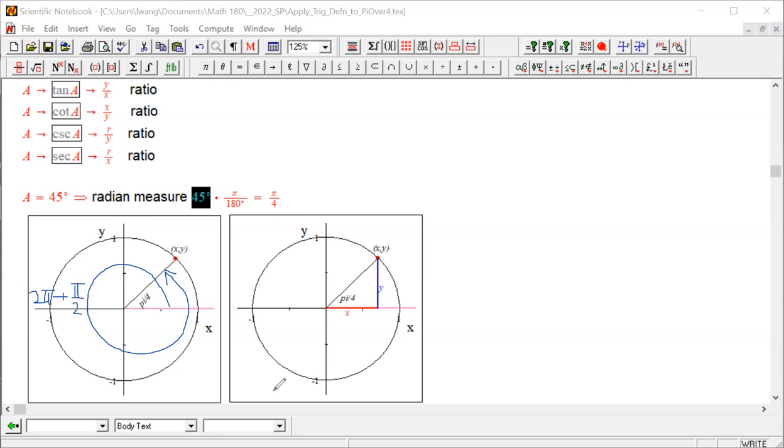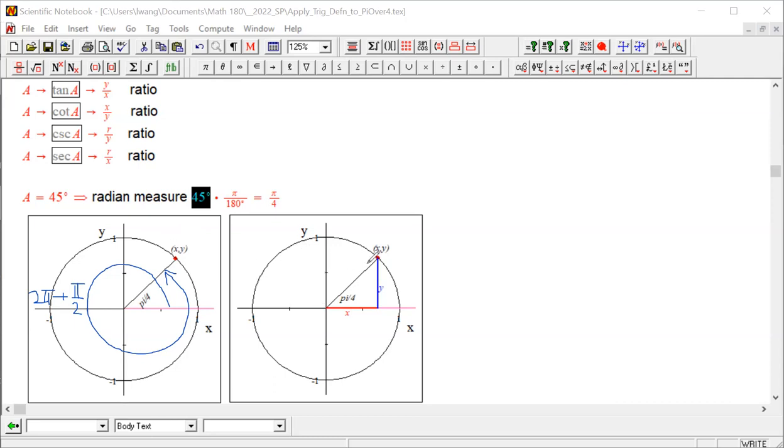By definition, in order to find the output for all these functions, we need to find the coordinates. We're going to pick a point arbitrarily on the terminal side other than the origin. We can pick any point. So we decide we're going to pick the point on the unit circle, and so this is the point on the unit circle, x comma y.